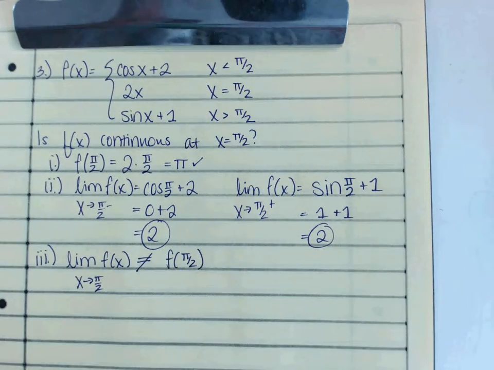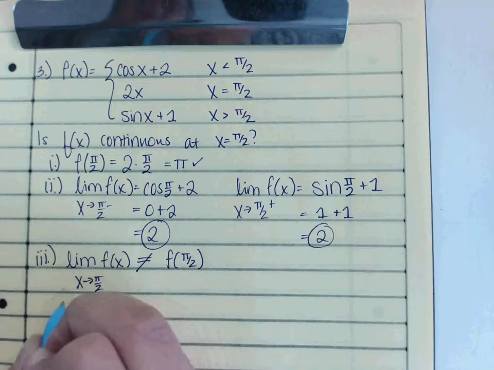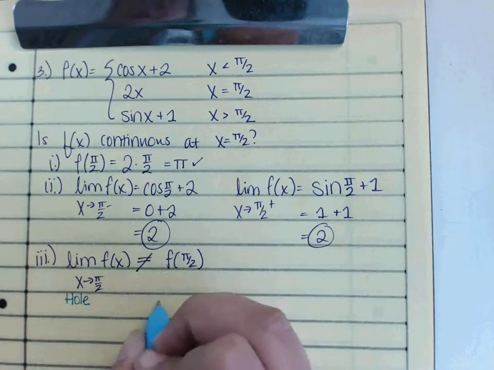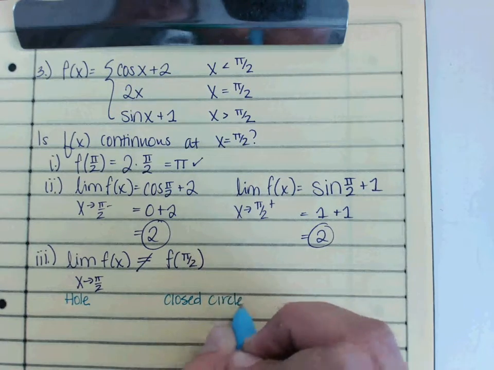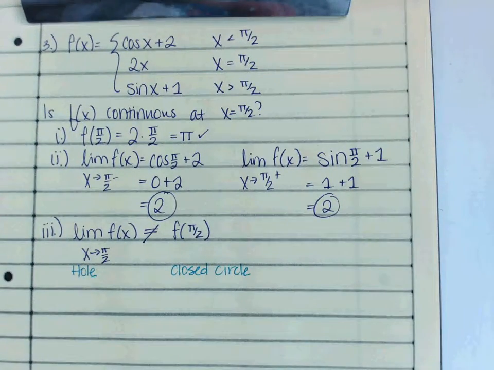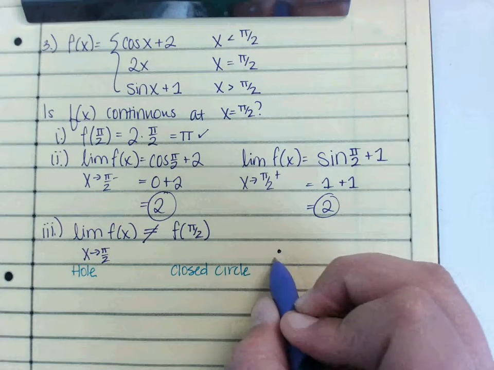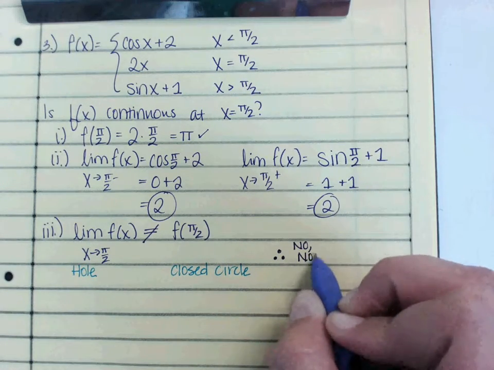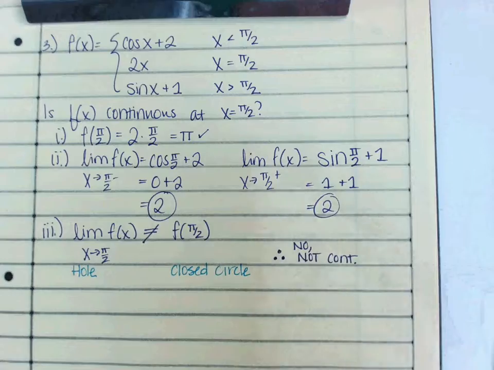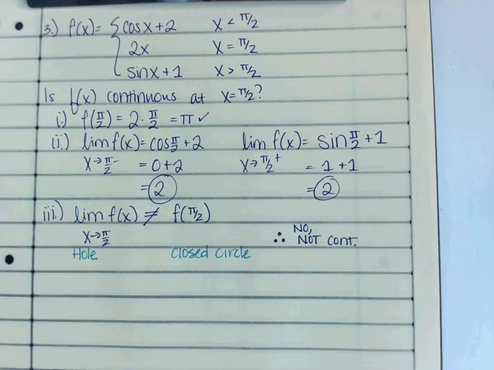And if you want to make a little note to yourself, this is where the hole would be in the graph. This is where the closed circle is. And so if those two are not the same, then you know your graph is not going to be continuous. So I'm going to shorthand here and put, therefore, not continuous. Okay, and you can write it out if you want to, fine with me. Good?